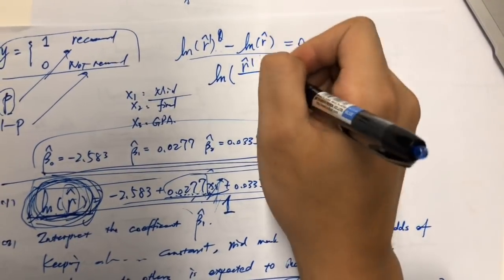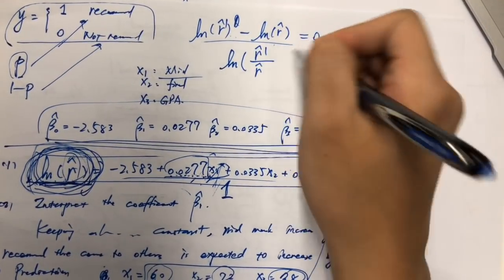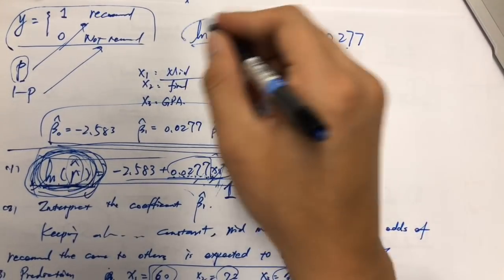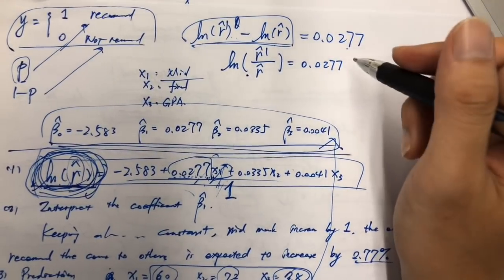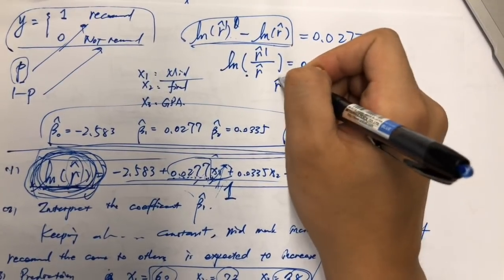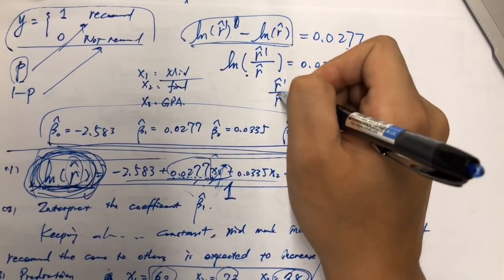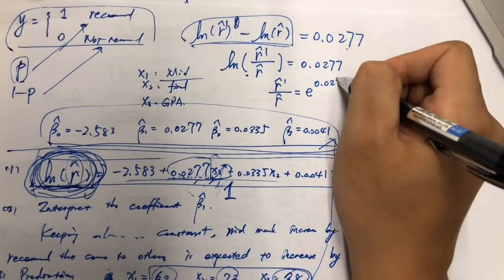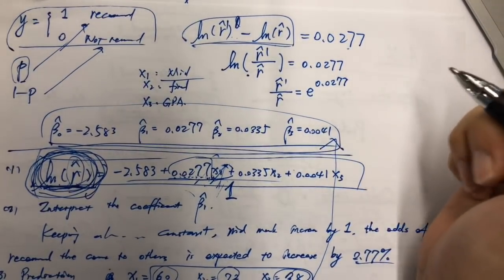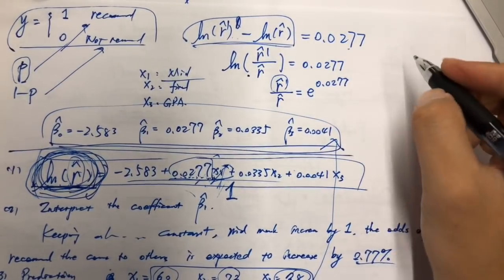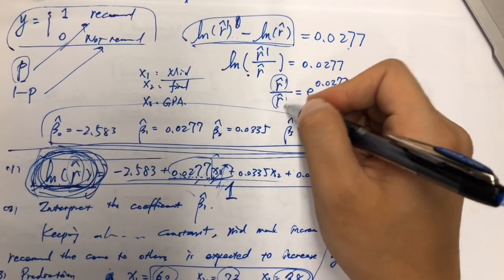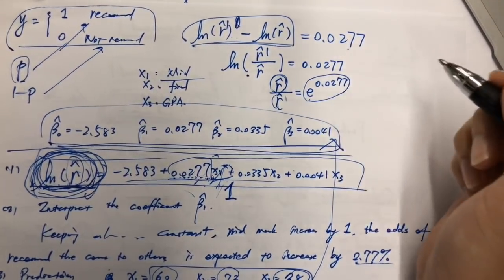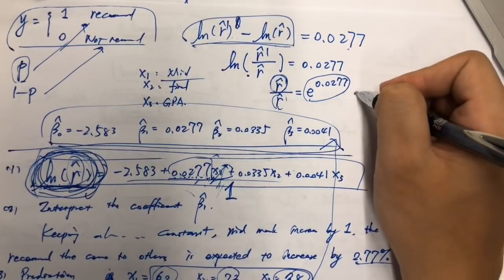R hat dash divided by r hat equals 0.0277. So this is the law of logistic, right? And we know that r hat dash divided by r hat will be e to the power of 0.0277. So this means from r hat to r hat dash, it will increase by this proportion, right? And you can calculate this.